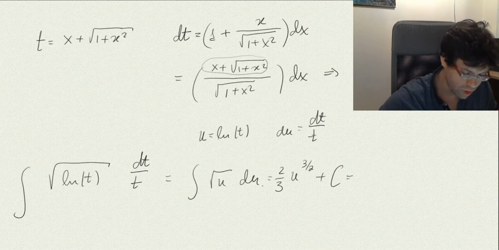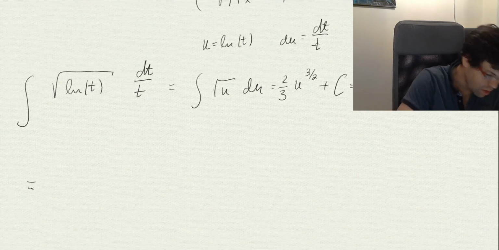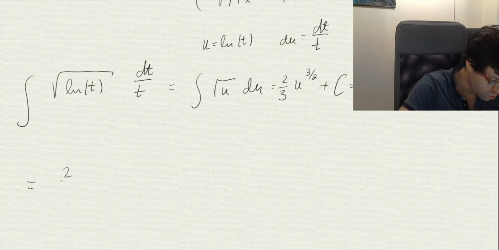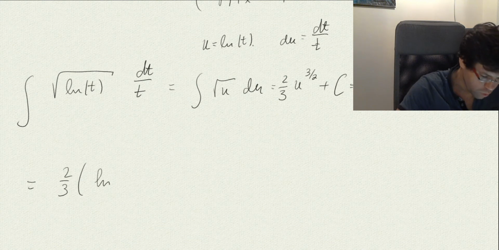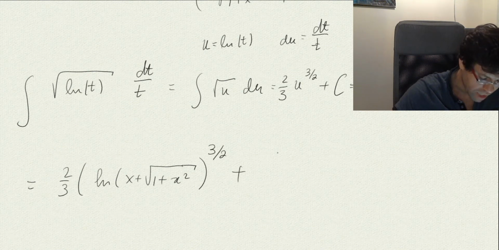And then it only remains to plug in u. But u is the log of t, and then we can plug it all together. And so our answer would be that this integral equals 2/3, and then the natural logarithm, which is u, of t, which is x plus the square root of 1 plus x squared, and all of these to the power of 3/2 plus a constant.